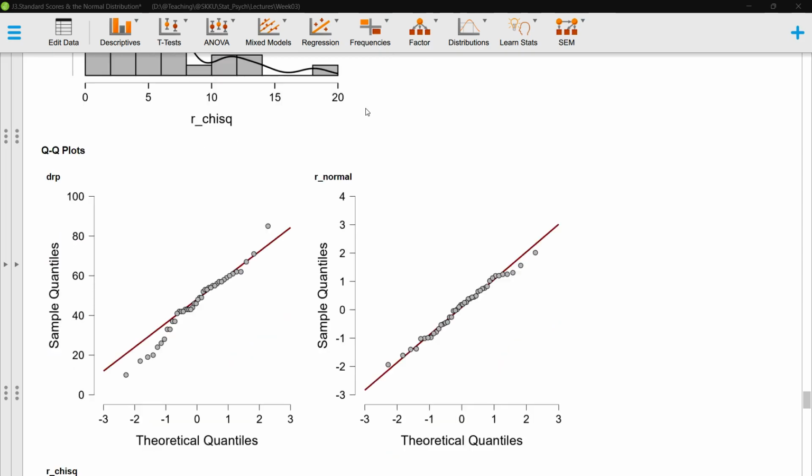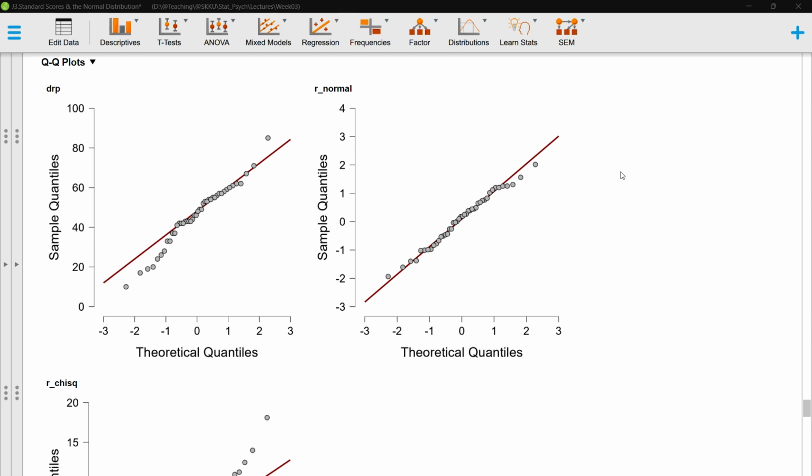QQ plot. We can use a QQ plot for the normal distribution and for other distributions, but the QQ plot for the normal distribution is widely used. And here, this is the QQ plot. The x-axis is the theoretical normal quantiles, and the y-axis is just the sample statistics, the sample values. So this is a scatter plot between the two.